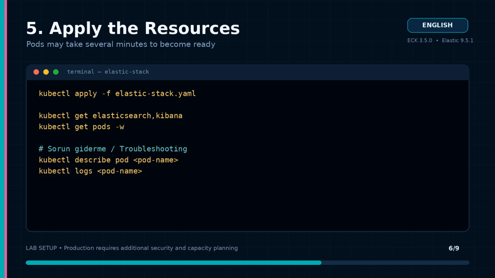Apply the manifest. You can monitor Elasticsearch and Kibana together. The first image pulls may take several minutes. The cluster is operational when Elasticsearch reports green health and a ready phase. Kibana should become available. If a pod remains pending, first check available resources and the persistent volume claim. If you see CrashLoopBackOff, pod, describe output, and logs are the best starting points.